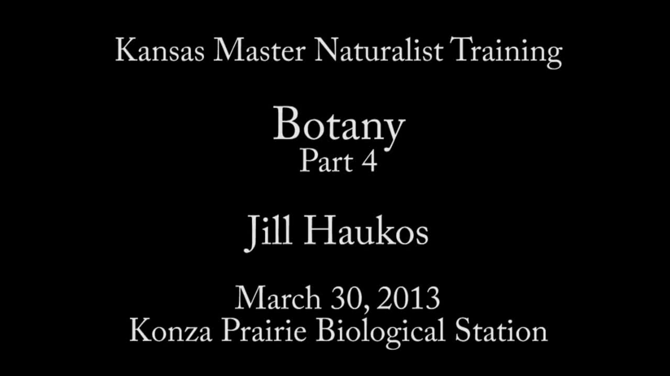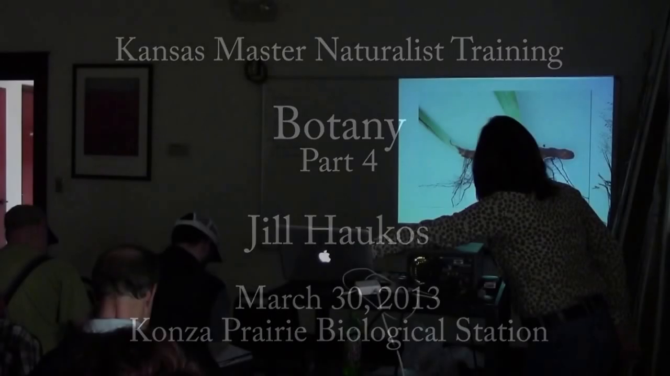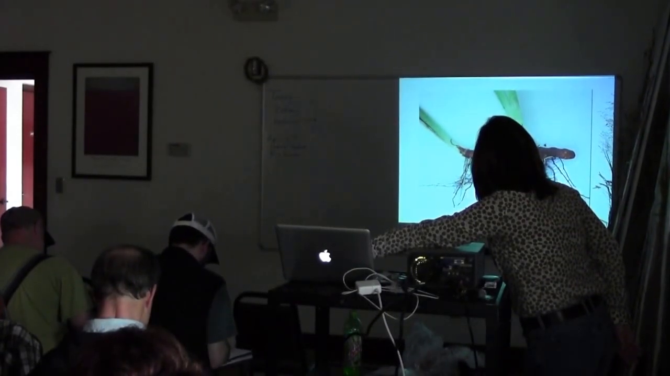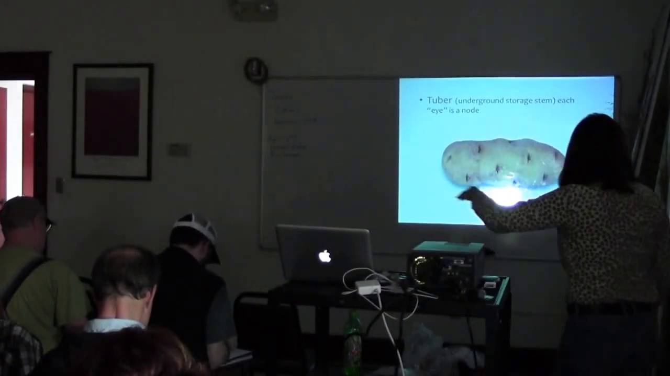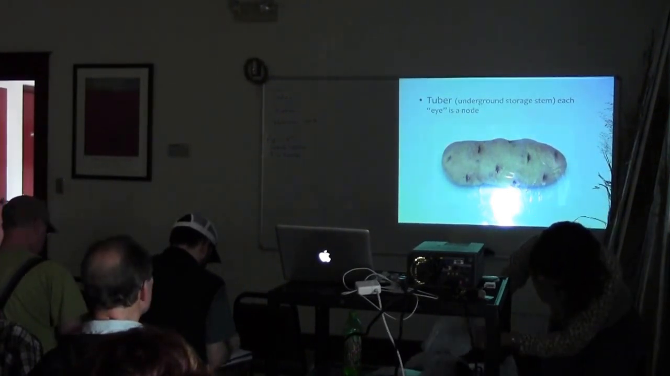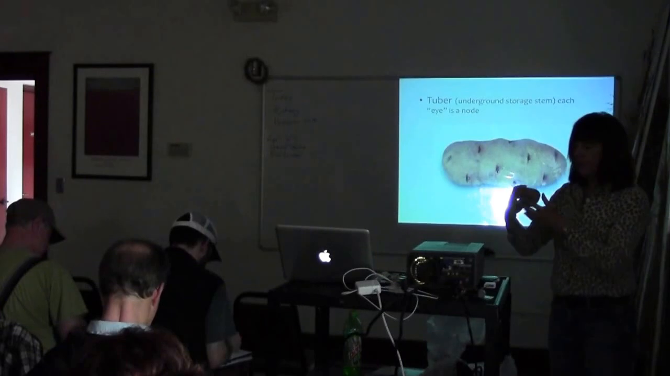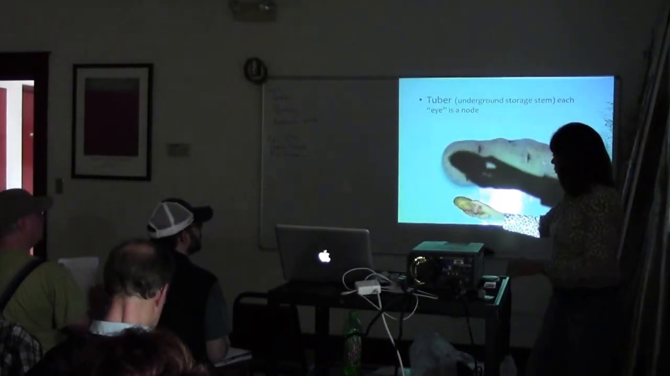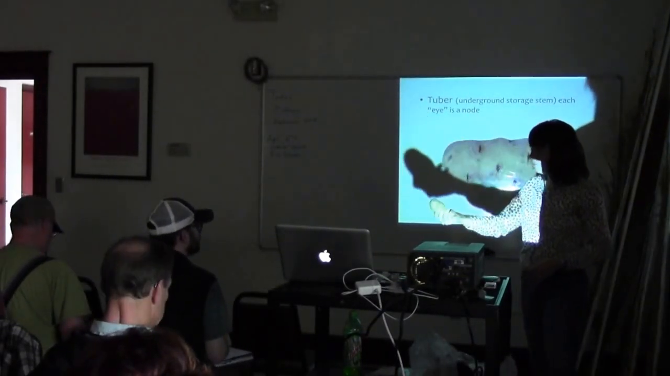Those rhizomes are storing the two things that plants need: starch and water. Okay. Tuber. So I brought show and tell. Tuber. Here, pass it around.